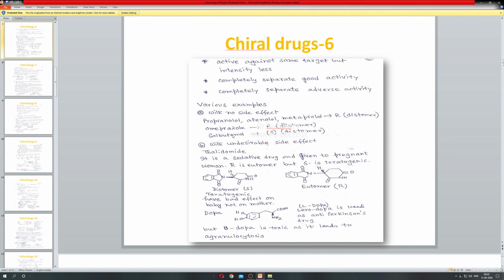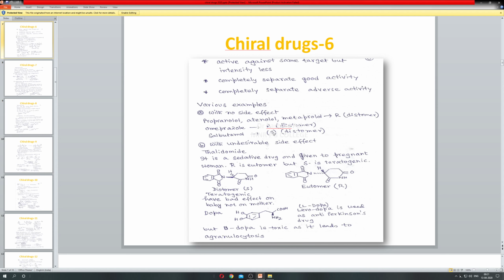Salbutamol, that is a bronchodilator, is used for asthma patients. For this molecule, S is the distomer and it does not have any side effect. They are only simple distomers.